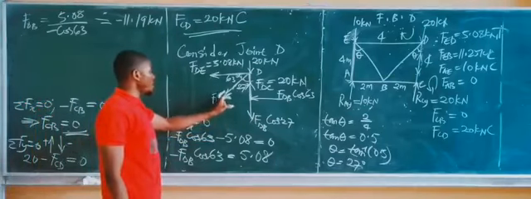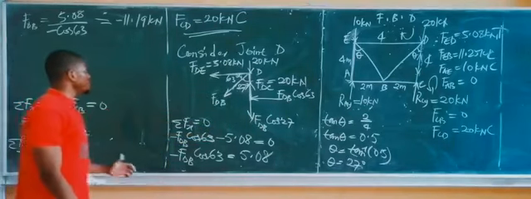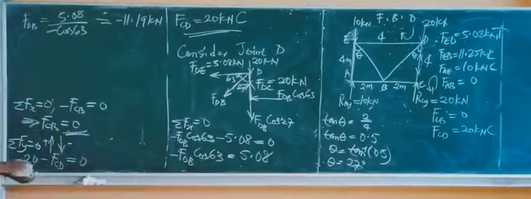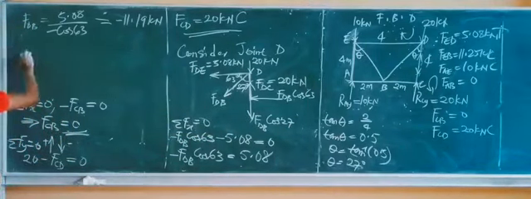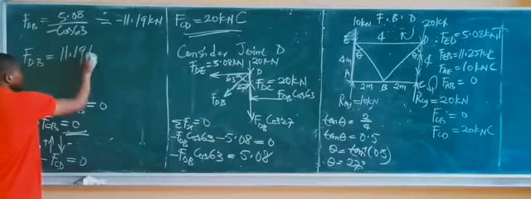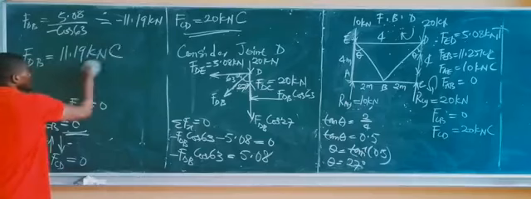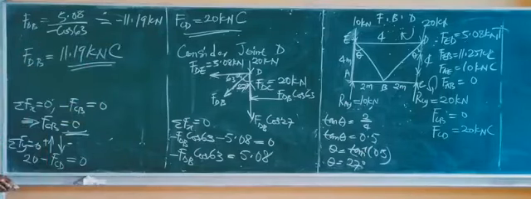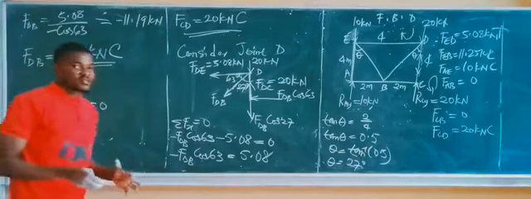Now we assumed tensile for FDB and we're having a negative value. So it means the original direction is supposed to be compression. Therefore the force in joint D related to B is actually 11.19 kilonewtons compressive. Alright guys, so that is the final force acting on the system.